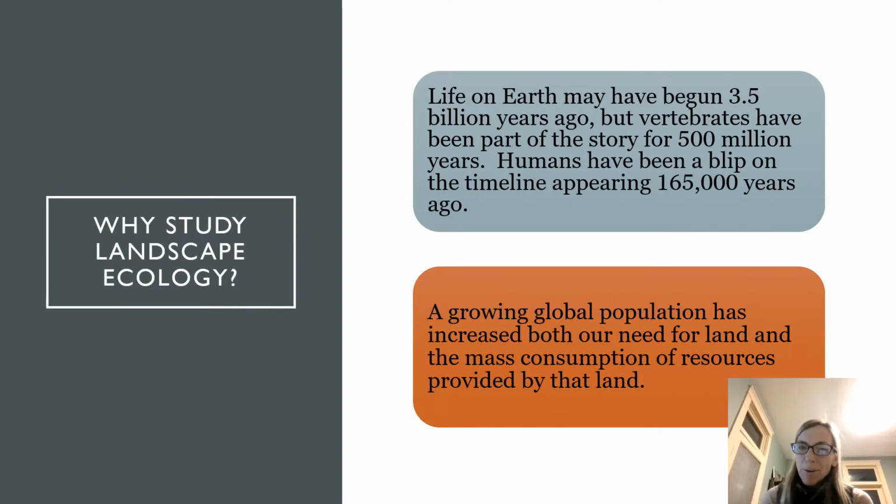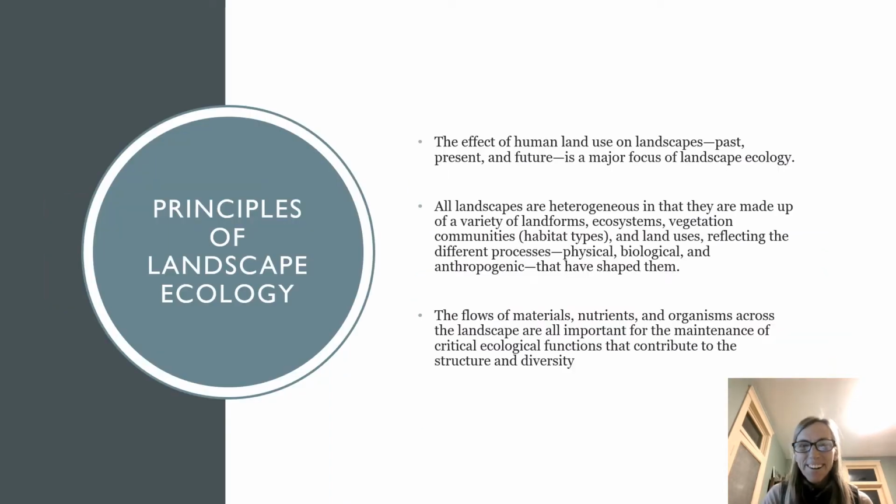As human population grows, our need for land and our mass consumption of resources have had profound influences on ecological systems. I'm not telling you anything you don't already know, I'm sure. So some of the principles of landscape ecology, and this is more the North American perspective, is the effect of human land use on landscapes, past, present, future. So we think about this on broad spatial scales often and on broad temporal scales.